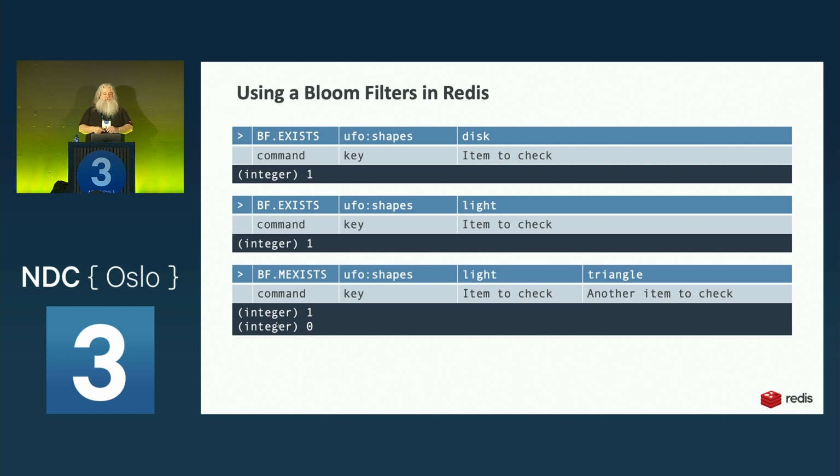And then the only other command that's really there is BF.EXISTS. You give it the key name, you give it the value, and it'll tell you whether it's in there or not. And it'll say yes, it'll say no, or probably. And there is a multiple version of this as well.